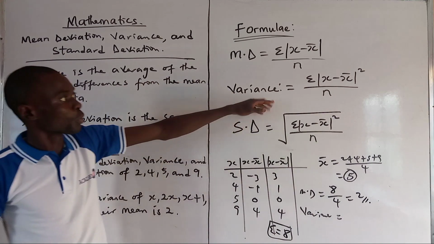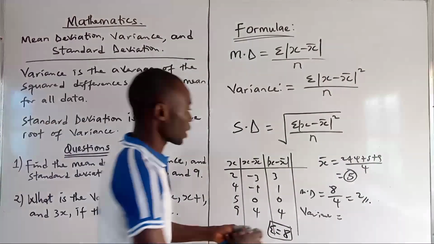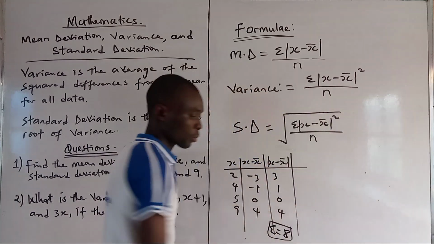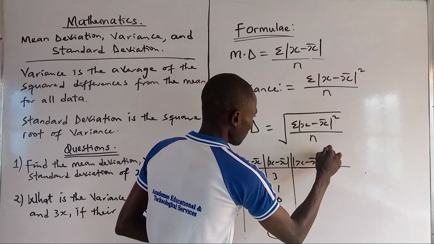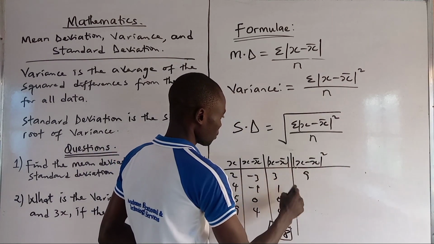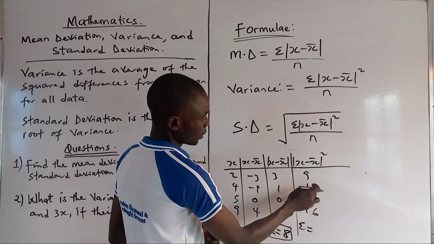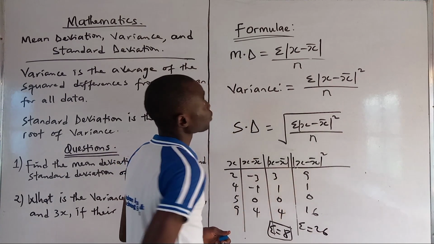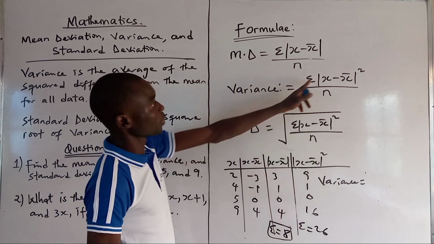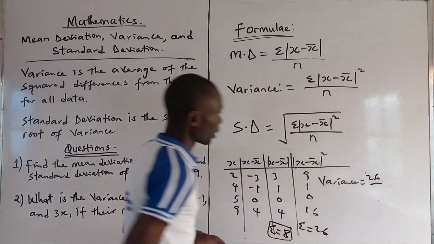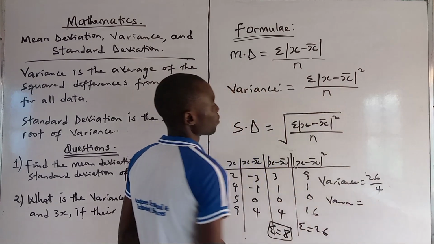For our variance, we are going to need a column for the square of the differences. So let's construct that column: x minus x bar all squared. 3 squared is 9, 1 squared is 1, 0, and 16. What is the sum of this? 9 plus 1 is 10, and 10 plus 16 is 26. So our variance is the sum of this column, 26, over the number of data, which is 4.